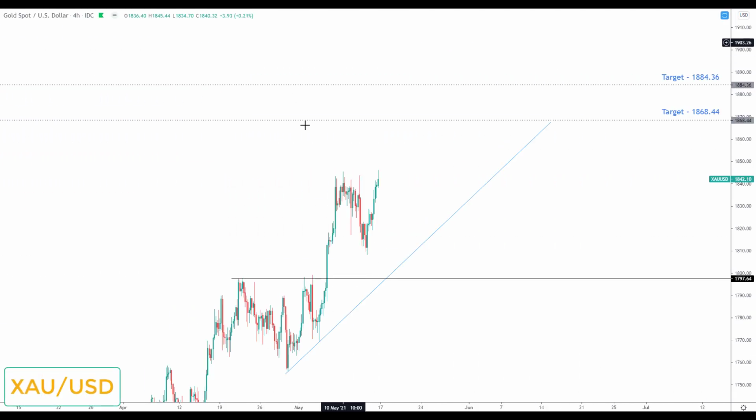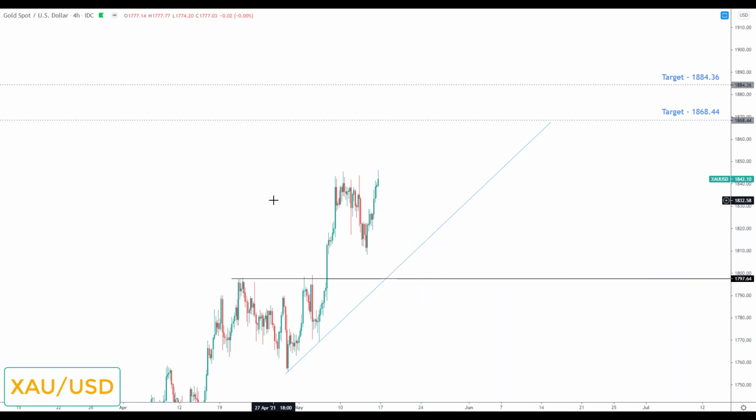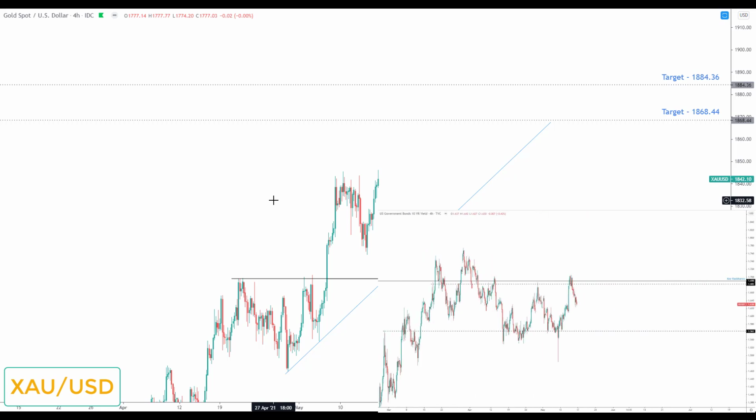Next is gold. Now gold is a very interesting market this week because gold tends to move on real yields, in other words, yields adjusted for inflation. Coming into this week, it's interesting because when we look at the bond market, we can see 10-year yields are stuck in a range and they're actually slightly flat to bearish currently.